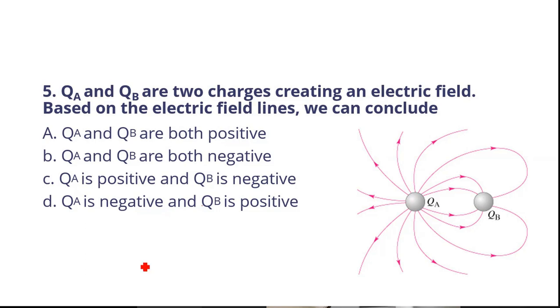Okay, let me discuss, starting from number 5. What is the answer for question number 5? The arrow goes from A to B, so we can conclude that A is positive, because electric force always goes away from positive toward the negative. That's why the correct answer is C, A positive, B negative.